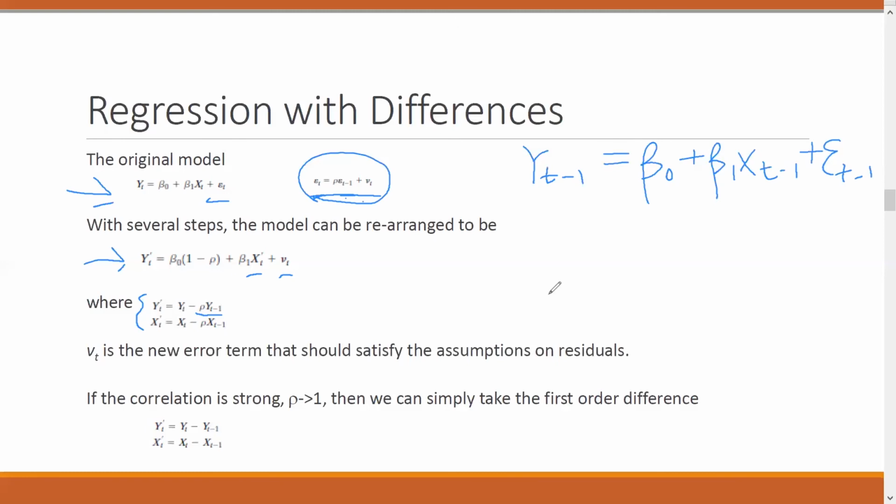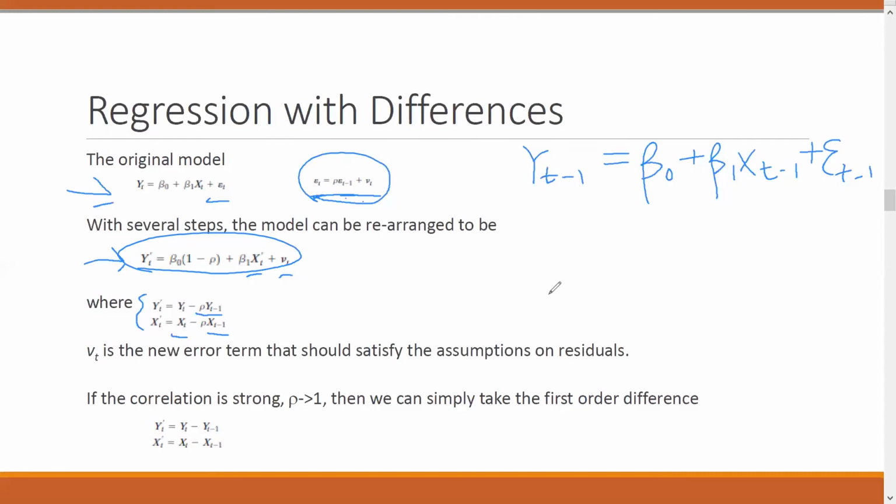X prime t is the current period x minus the previous period x times the rho, the slope coefficient for the error term. Now, if you look at this new equation, this is another simple linear regression model. The difference is that this time it's not the original yt, it's actually y prime t, given by the difference between yt and rho yt minus 1. Similarly for x, it's not the original xt anymore, it's x prime t, which is equal to xt minus rho times the previous x value.